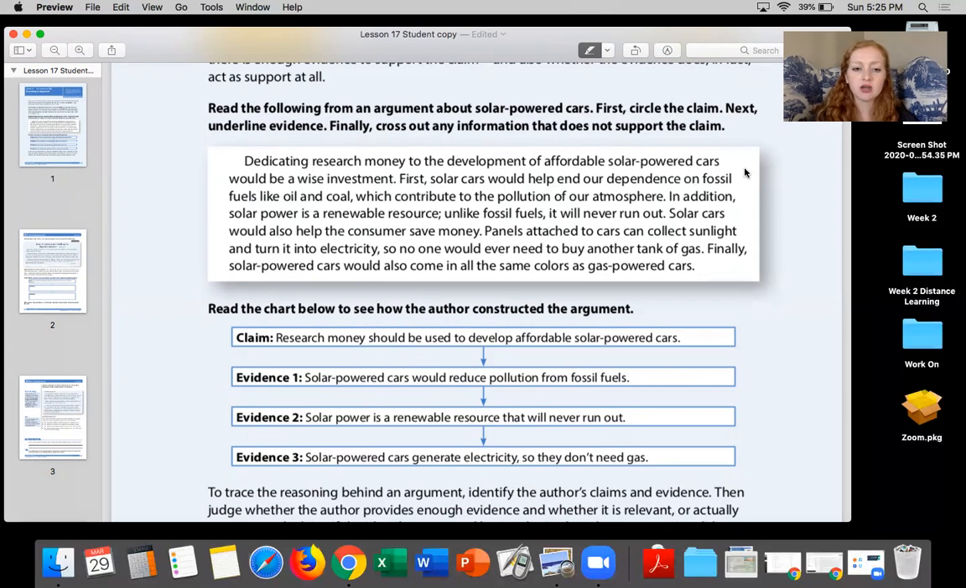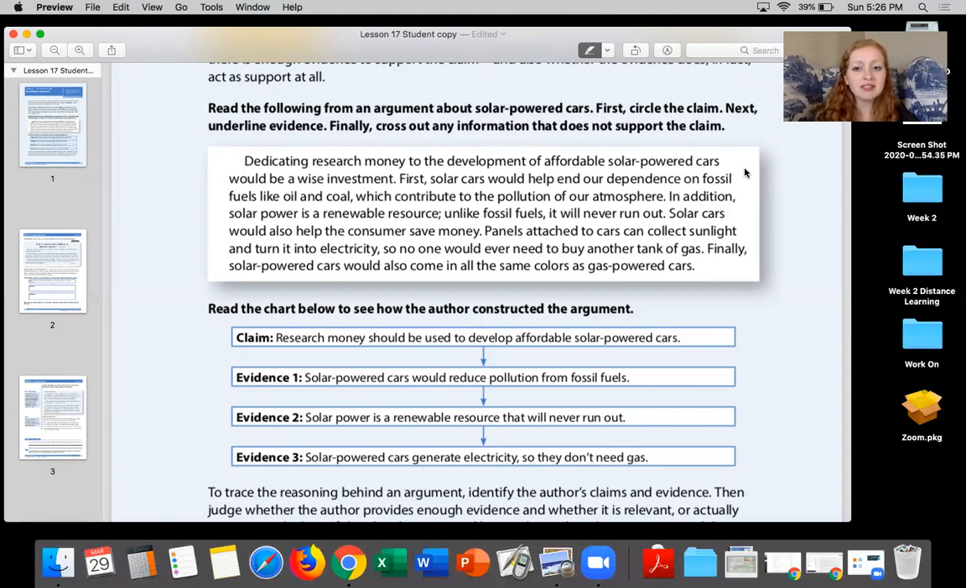In addition, solar power is a renewable resource. Unlike fossil fuels, it will never run out, hopefully. Solar cars would also help the consumer save money. Panels attached to cars can collect sunlight and turn it into electricity, so no one would ever need to buy another tank of gas. Finally, solar-powered cars would also come in all the same colors as gas-powered cars. That last part is funny.